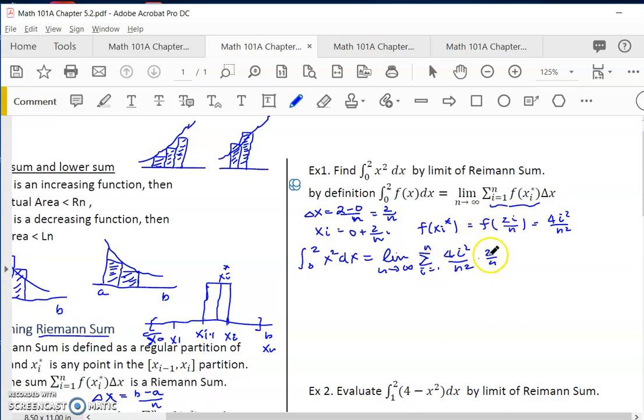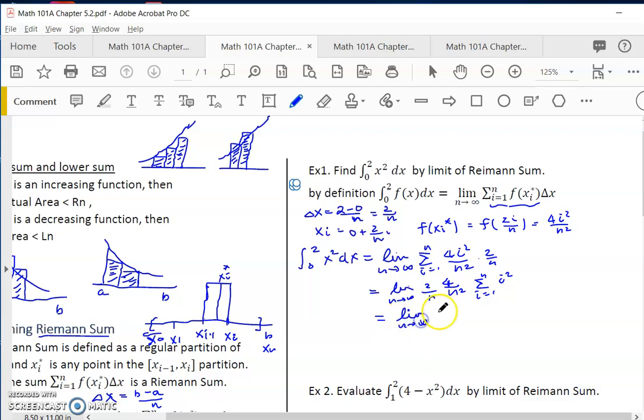Okay. So now the 2 over n and the n squared are not related to the index, so I'm going to move them out. So 2 over n and also 1 over n squared, I move them out. And then I would have sigma, well actually the 4 I can move out too, right? So I would have the sum from i equal to 1 to n of i squared, right? Everybody knows we have a formula for that.